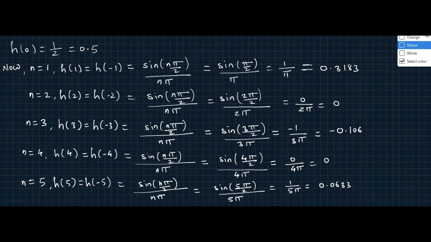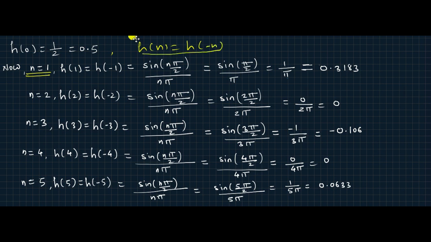Now let us find the rest of the values. For n equal to 1, h of 1 equal to h of minus 1. So the impulse response equals its negative counterpart. n is the index, right side and left side. So h of 1 on the right side equals h of minus 1 on the left side. Therefore, by putting the values of n in sin(n pi by 2) divided by n pi, just change the value of n. We have to obtain a total of 11 coefficients of the impulse response.